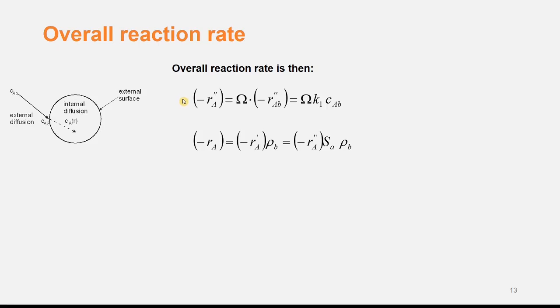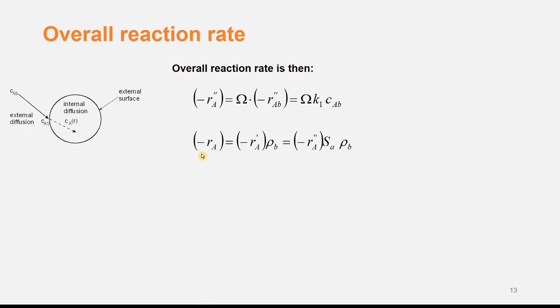So the overall rate is negative R_A double prime equal to omega times negative R_AB double prime, which is the rate at the bulk concentration. And this is equal to omega times k1 times C_AB for a first order reaction.